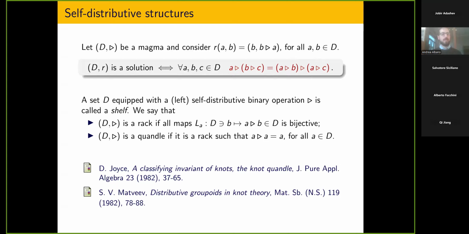This structure arose in the investigations of Joyce and Matveev around knot theory, even though it can be traced back even before these works. Now, given a shelf, we can say that the triangle is a rack if and only if all left multiplication operators are bijective. In particular, we say that a rack is a quandle if it is also idempotent, in the sense that A triangle A equals A, for all elements A in D.